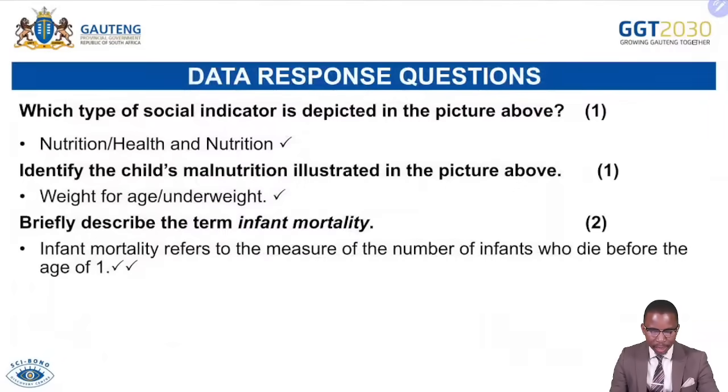Infant mortality refers to the measure of the number of infants who die before the age of 1. Remember, we also have what we call infant mortality rate. So do not confuse infant mortality and infant mortality rate. It normally comes in your 1.3 as a definition, where you need to indicate the rate. So if it's 1.3, maybe the rate of children that die before reaching 1 year. That's an infant mortality rate. If you say infant mortality, you might not be scored. You might get 0 for that one, but indicating the rate, because the definition started with the rate. So be able to give the difference between the two.